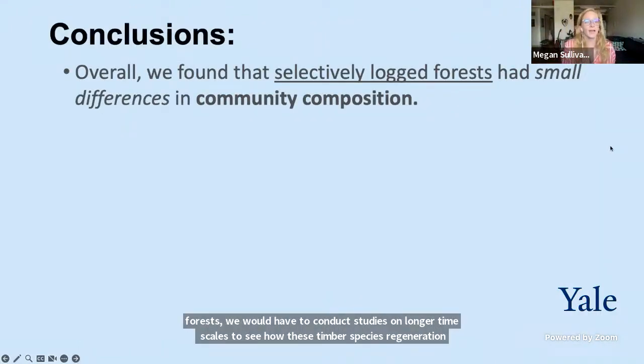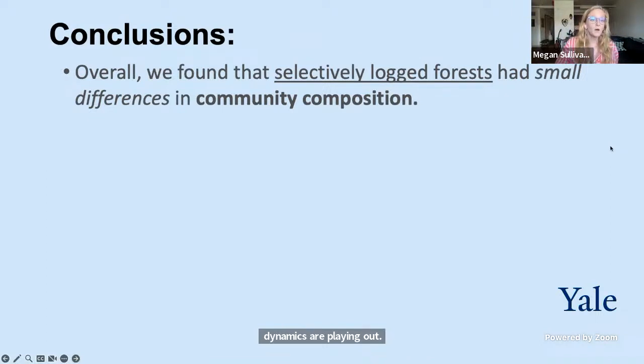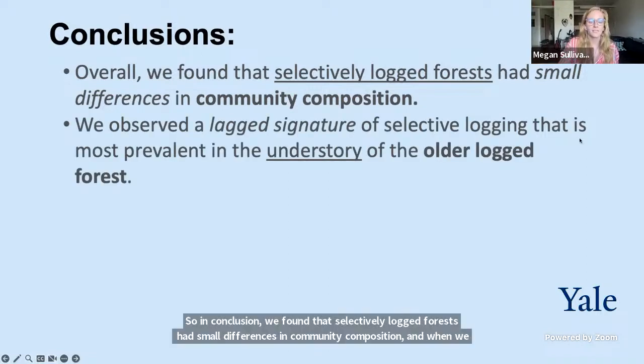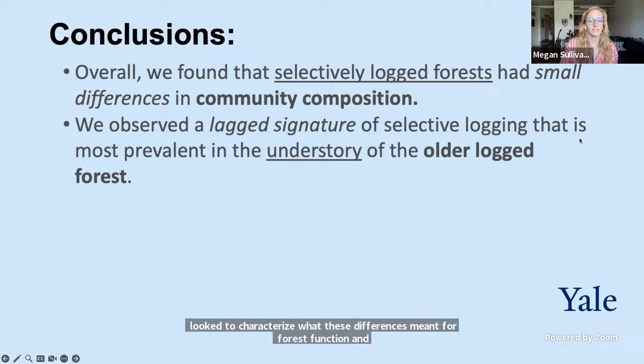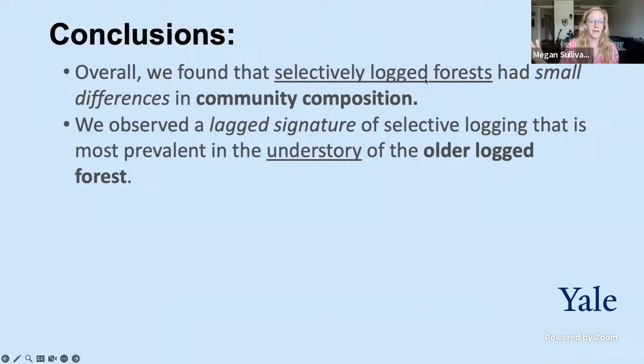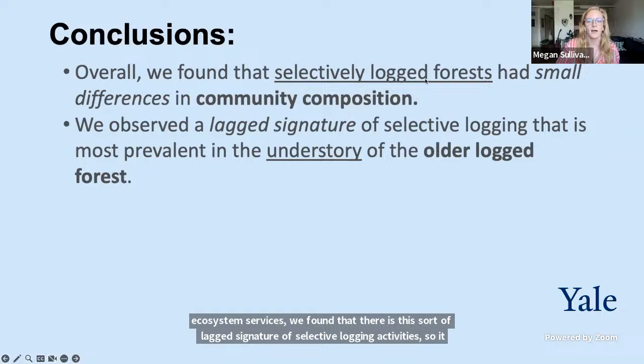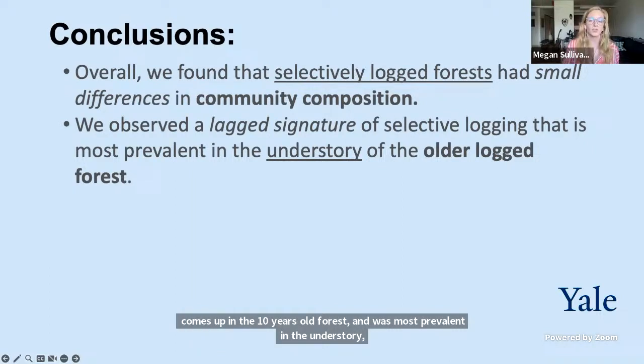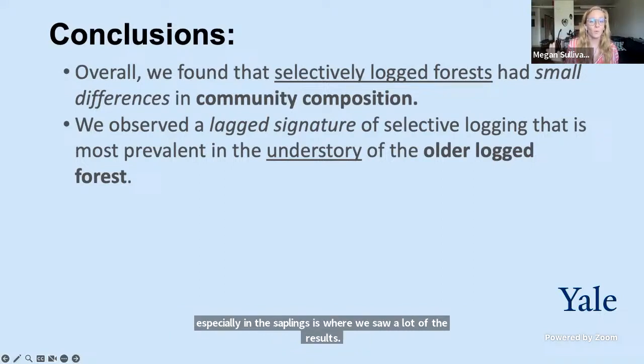So in conclusion, we found that selectively logged forest had small differences in community composition. And when we looked to characterize what these differences meant for forest function and ecosystem services, we found that there's this sort of lagged signature of selective logging. So it comes up in the 10 years old forest and was most prevalent in the understory, especially in the saplings, is where we saw a lot of the results. And what that functional signature looked like was trees of higher mean wood density, fewer light demanding species, more animal dispersed species, and fewer timber species.